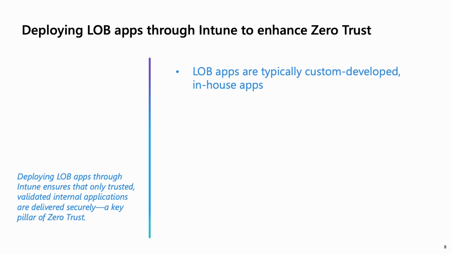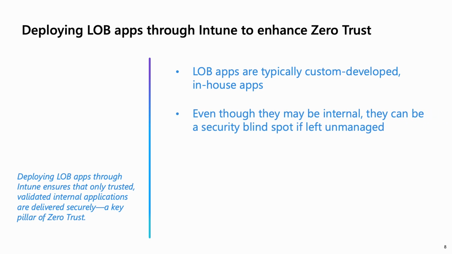We see that even on a co-managed device, Win32 and other app types are being deployed in Intune, while the in-house developed apps are still being deployed the legacy ways. Because LOB apps are typically developed in-house, we can use that LOB app type in Intune, and this is a great way to deploy LOB apps into the managed devices.